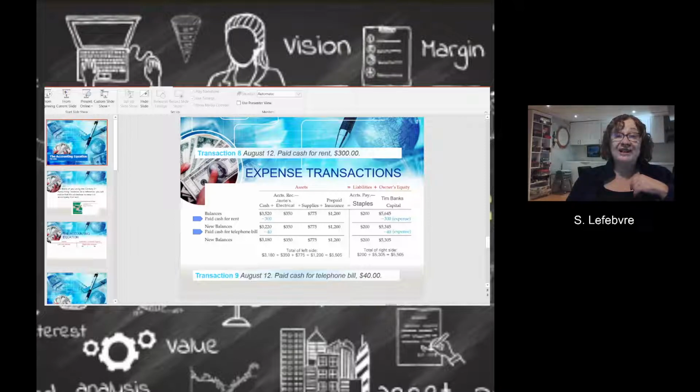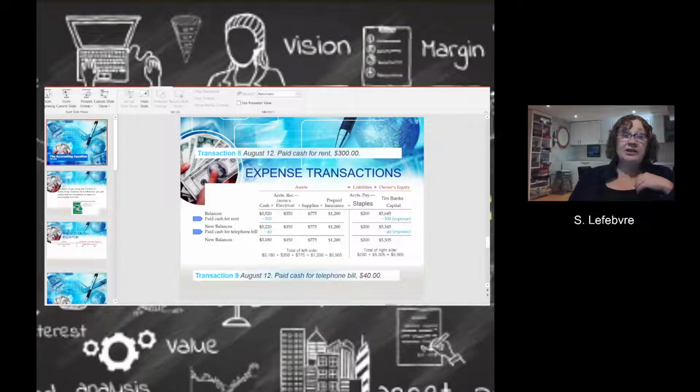What it decreases is the value of our business. It's simply the cost of doing business. So your rent expense is decreasing your capital account. So after you've entered your 300 there, you're going to bring your totals down. You're going to decrease your cash by 300, decrease your capital. Is your left side equaling your right? Yes, it does.